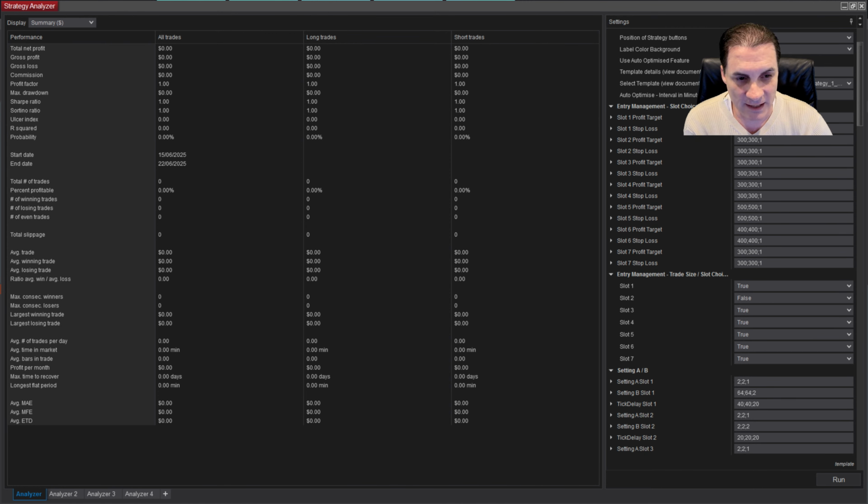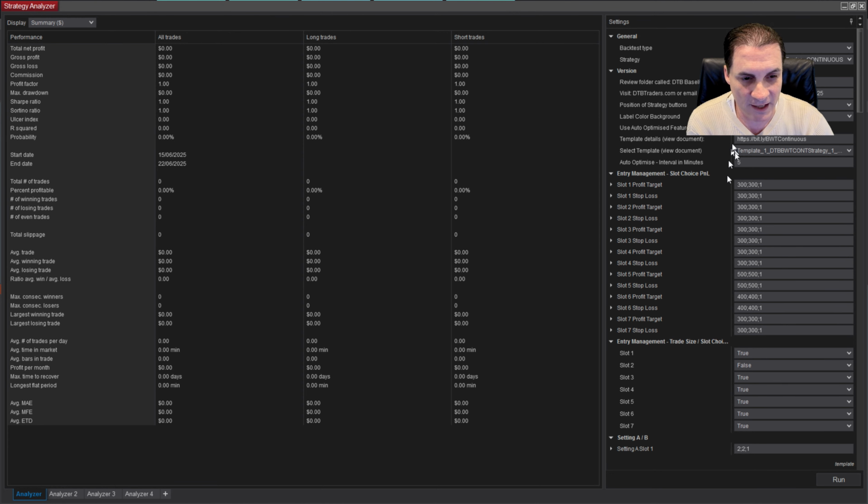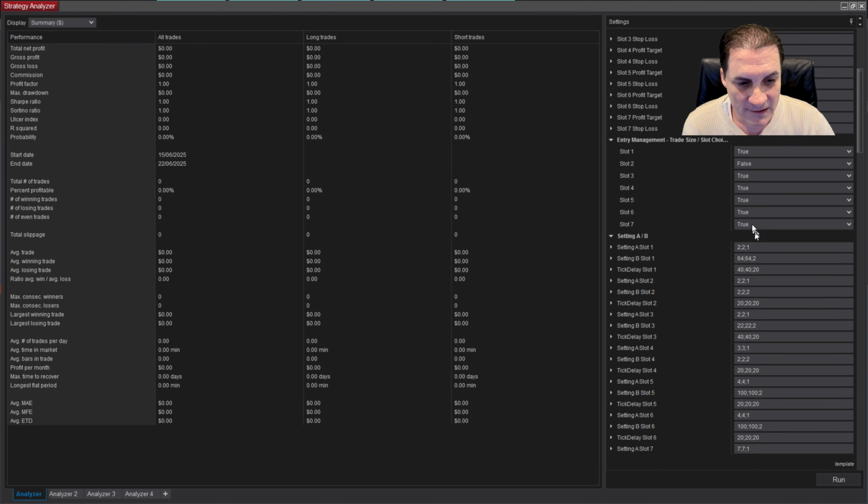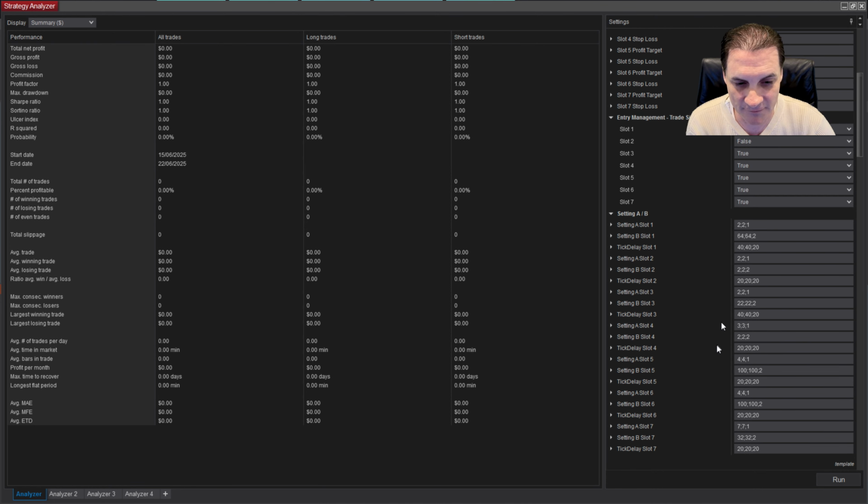You'll see this is template number 1 that I've optimized. I've got only one of the slots marked as false because I didn't get good settings for that specific slot, so I just turned it off, which is what you can do. When you're optimizing, you can choose your profit target and your stop loss for each slot, and that's a dollar value that's going to be in play. And then you've also got your setting A and setting B and tick delay for each of the slots that you're currently working within, so they can be optimized individually.